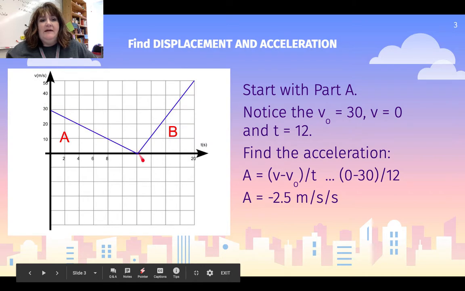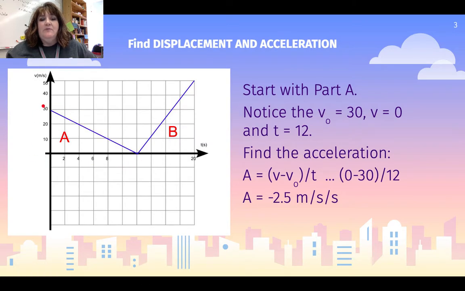Notice in part A, it's the shape of a triangle, but remember I want you to try to use the kinematics and not the area. The area is kind of a fallback thing. So the first thing we always wanted to do is go down in our graph, so we want to find the acceleration. The acceleration is a change in velocity over time. Notice that you have a v naught of 30, you have a v of 0, and it took 12 seconds.